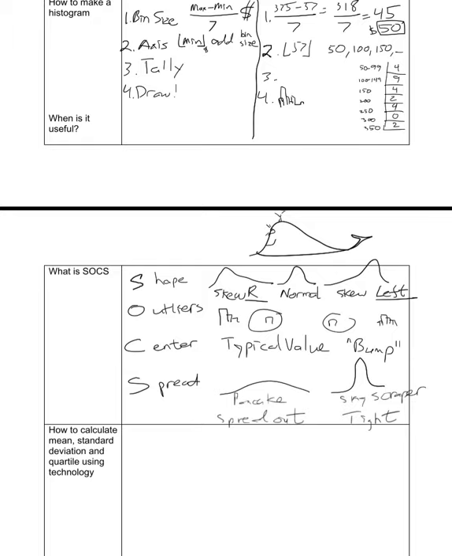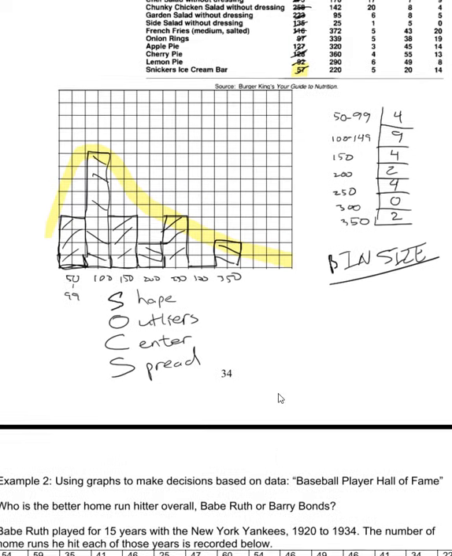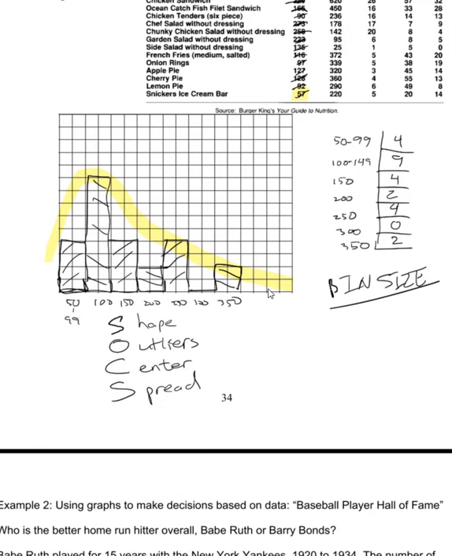Okay, guys, that is SOCS. So let us analyze Burger King using SOCS. So what is the shape of this? All right, here's a bigger quiz. How'd you do? I guess you'll find out at the end.